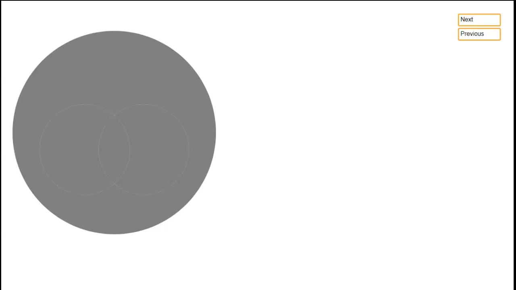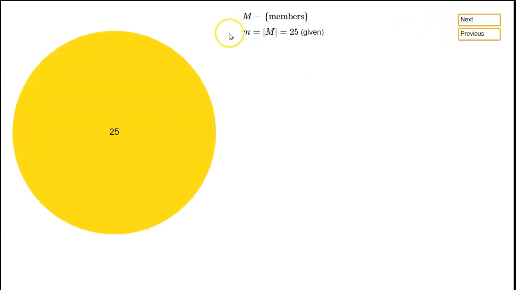This is a very simple case of the inclusion exclusion principle. So the idea here is we've got a sports club and there are 25 members. So capital M is going to be the set of members and little m is the size of that set, which is 25. So that's information that we're given.